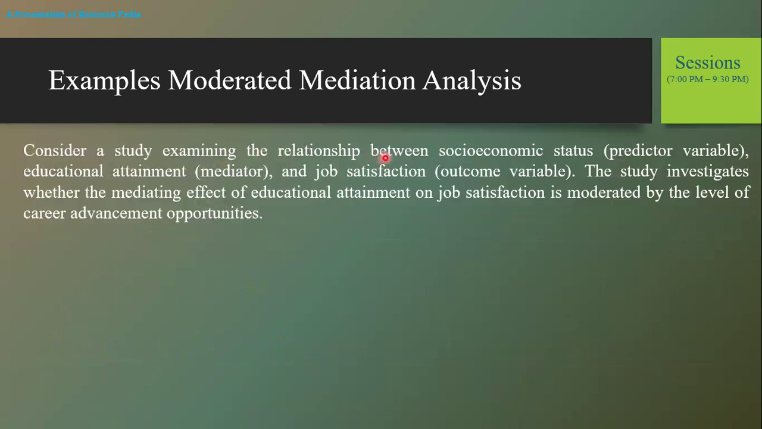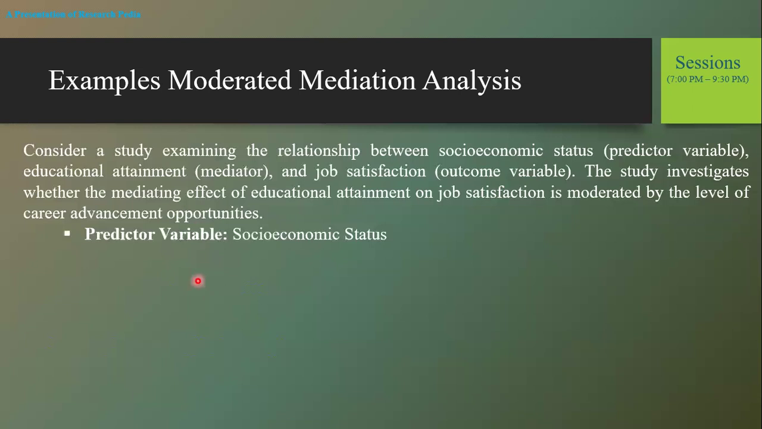Consider a study examining the relationship between socioeconomic status as the predictor variable, educational attainment as a mediator, and job satisfaction as the outcome variable. This study investigates whether the mediating effect of educational attainment on job satisfaction is moderated by the level of career advancement opportunities. So here we can use this moderator on the mediating effect, because we also have a mediator at first. We want to know how the mediating effect of the above situation can be moderated by the level of career advancement opportunities.